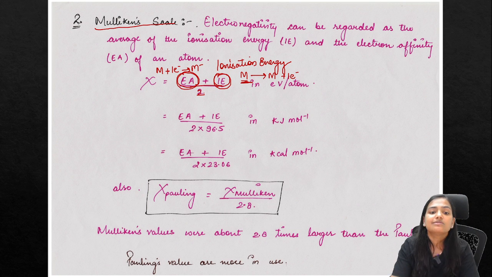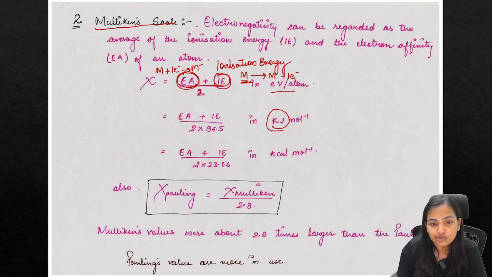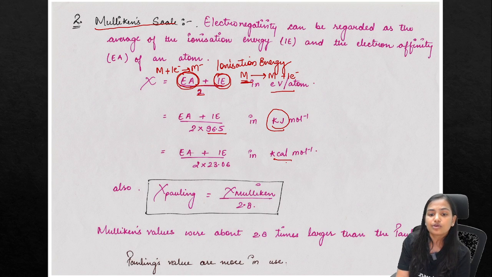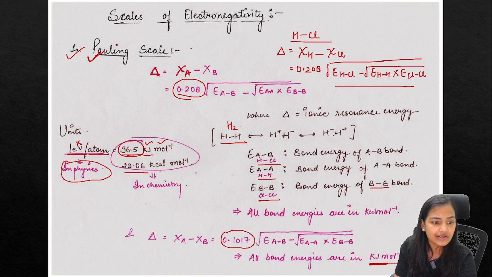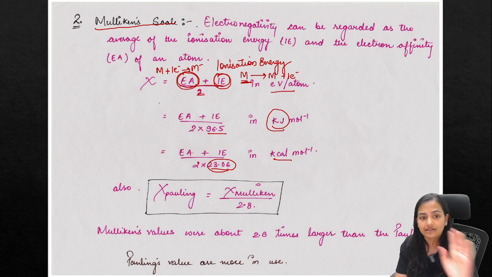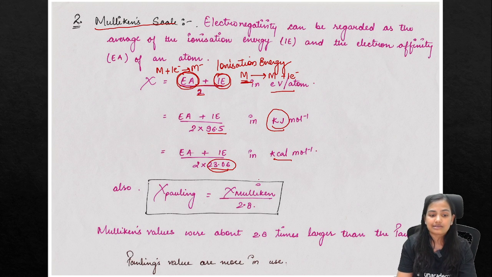So this is as per the Mulliken scale. Okay, so if we do all such calculations in terms of electron volt per atom, and you want to convert into kilojoule, this will be multiplied by 96.5. If you want to convert it into kilocalorie, then you have to multiply it by 23.06. So it's just a conversion. Here I have given you what this 1 electron volt is all about. So this way we can do the conversion. This is as simple as that.